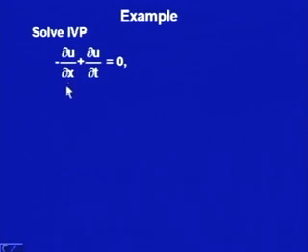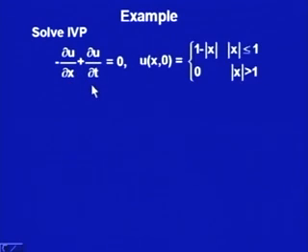Now, my differential equation is minus ∂u/∂x plus ∂u/∂t equal to 0, and the initial condition is u(x,0) equals 1 minus |x| for |x| less than 1, and 0 for |x| greater than 1. Again this is a first order wave equation, where c here is minus 1. Let us see what happens to this solution. Again we will go with the method of characteristics.